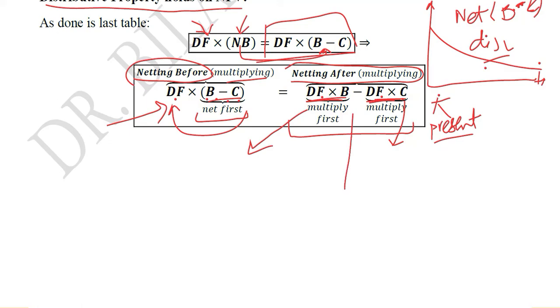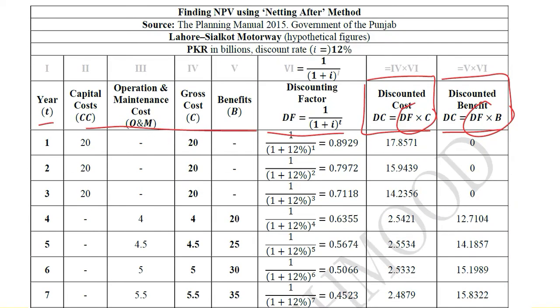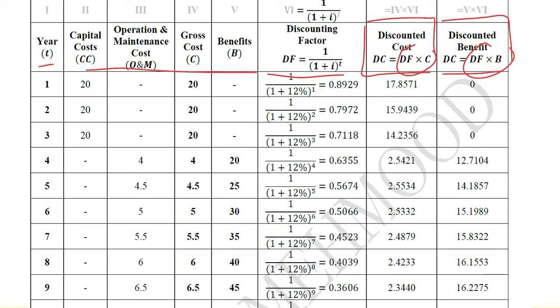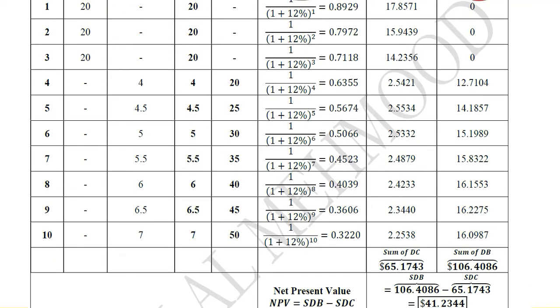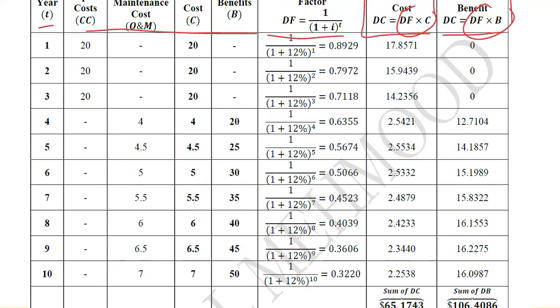DF into B and DF into C. Both of these are calculated separately. So the separate columns are calculated. This you can do easily by pausing the video. You have an experience now. So once we calculate these two columns, we are going to take their vertical sums to see their overall effect over time.